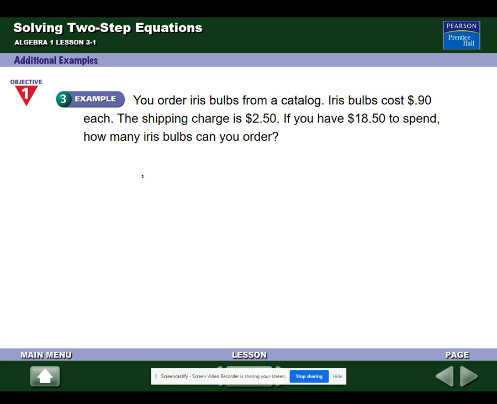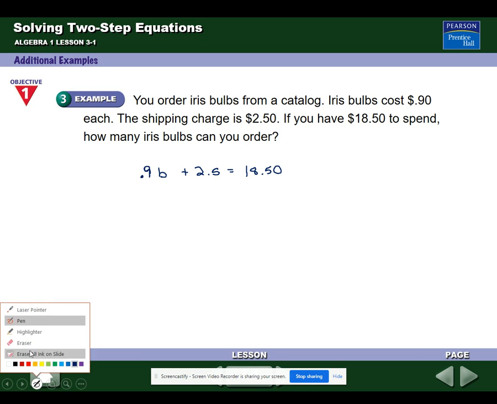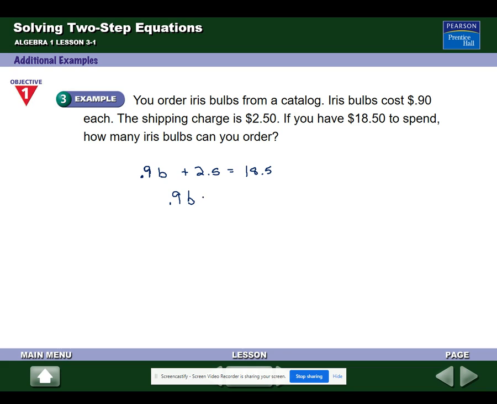So that looks like this: 0.9 for each bulb, B for bulb, plus 2.5 flat rate shipping is equal to $18.50, or 18.5. Oh, I don't need the zero. Okay, and then subtract 2.5 from both sides. Undo what's happening to the variable in reverse order. Subtracting 2.5 from both sides would give me 16.